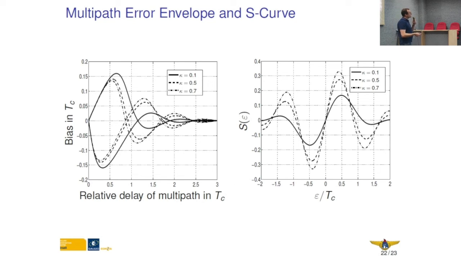We can see here on the right-hand side the S curve. The S curve is the approximation of the derivative of the autocorrelation function, and the slope of the S curve at 0 is then the approximation of the curvature at 0. We can see that we have a steeper, or higher, slope, which means higher accuracy in ranging, and also the linear region of the S curve is increasing for higher kappa.